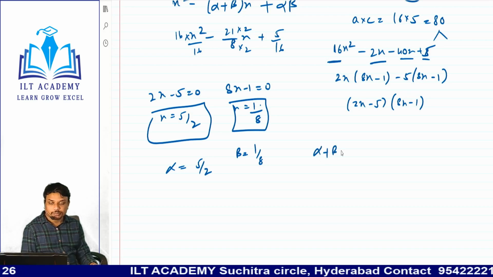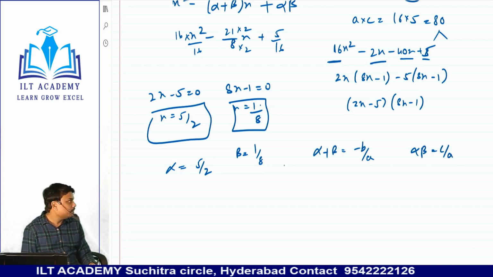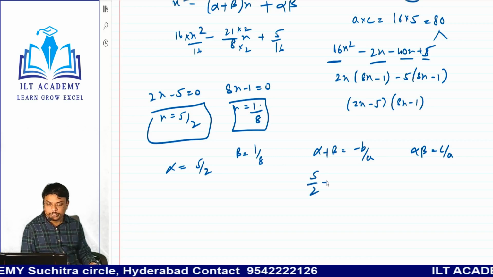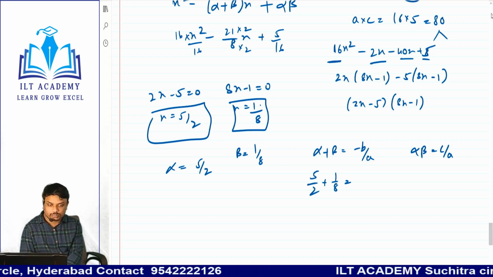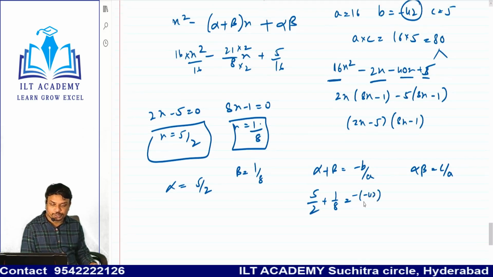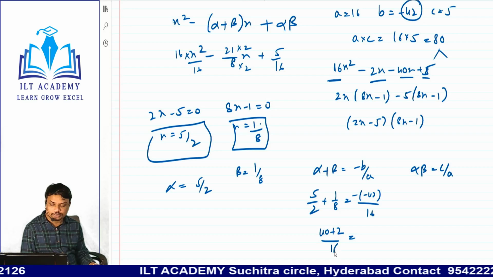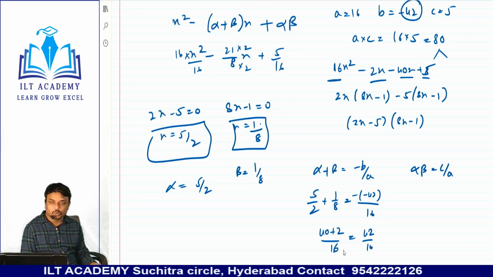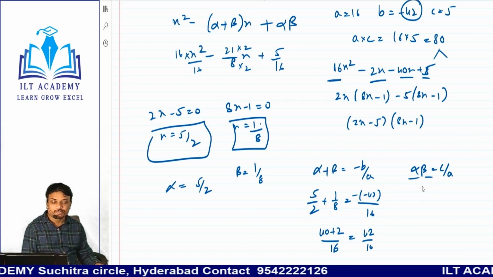Now what I need to prove? Alpha plus beta is equal to minus b by a, alpha beta is equal to c by a. Now alpha is 5 by 2, beta is 1 by 8. Minus b by a is minus of minus 42 upon 16. So 8 5s are 40 plus 2 divided by 16. Clear? Both ways, 40 plus 2, 42 by 16. This is proved.